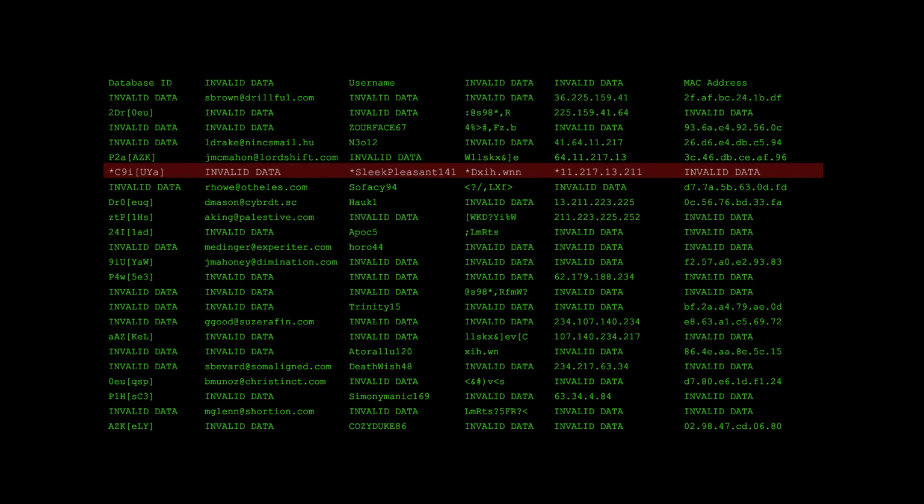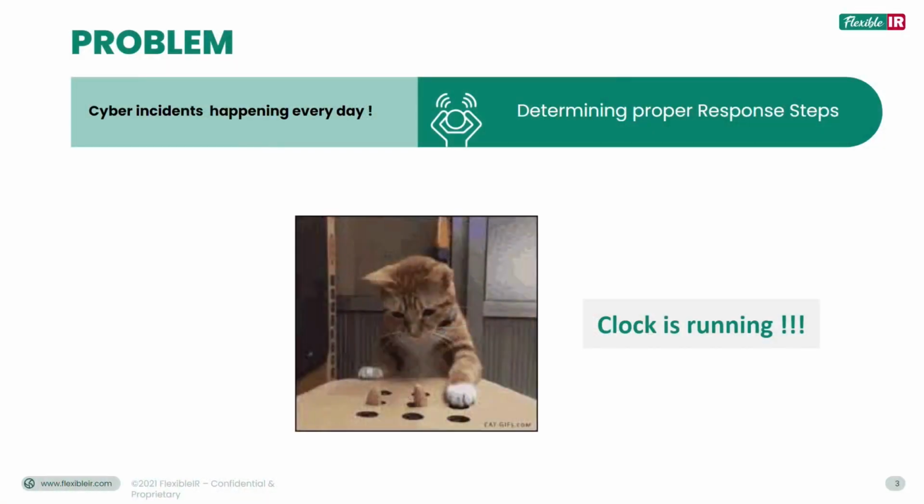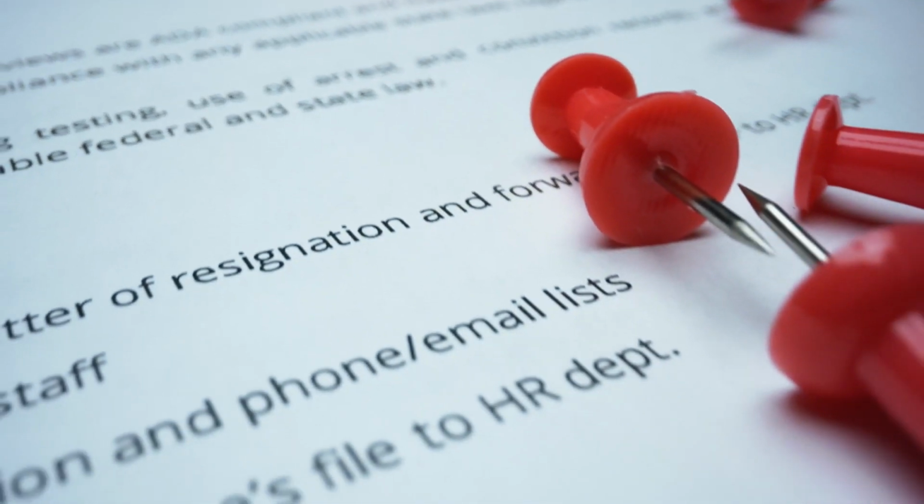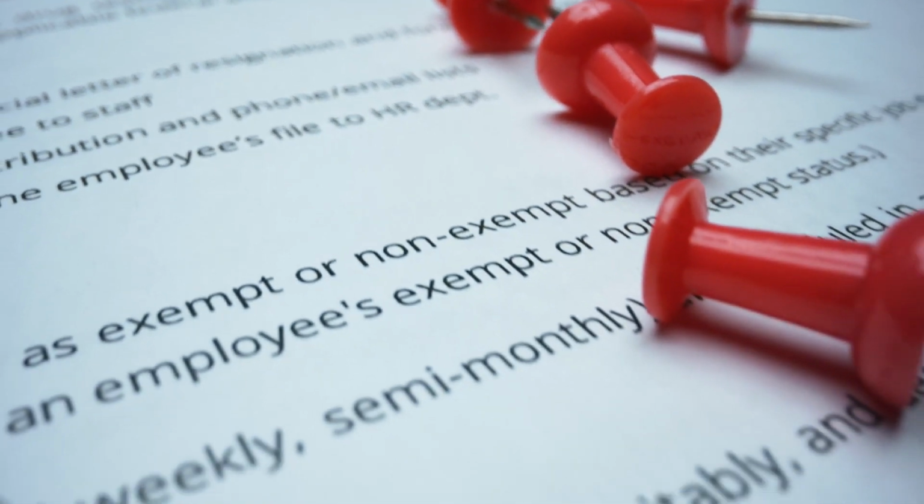Cyber incidents happen each day. The key question here is, how are we going to respond? What is the efficient response? What's the proper response? And in any case, when the incident has happened, the clock is running, so we need to do something. Most companies today have incident response plans. But these are all long-running Word documents, which are very hard to update and sometimes very hard to use.